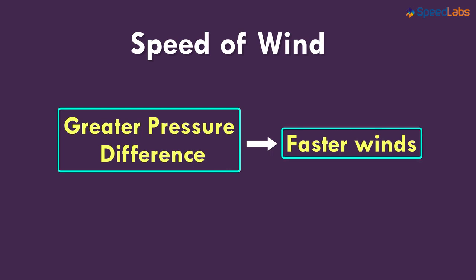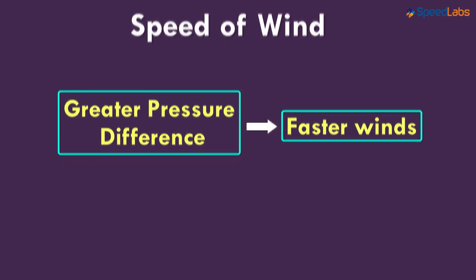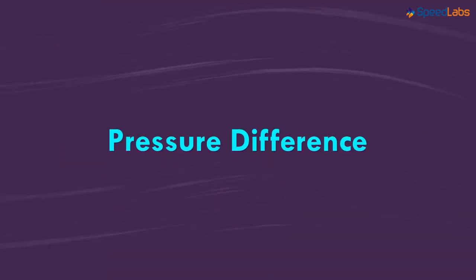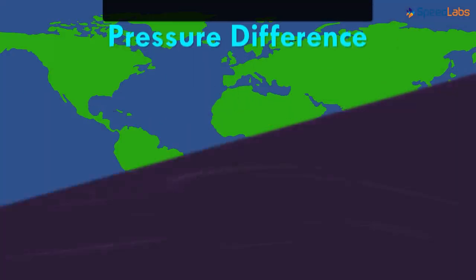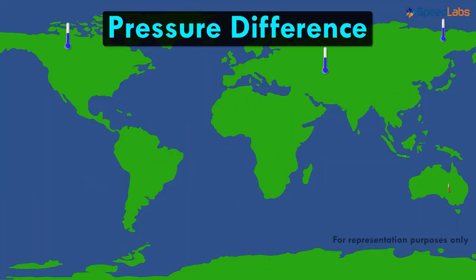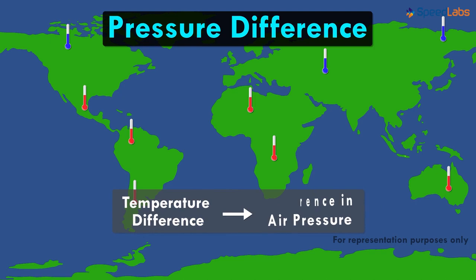The next important point that we will discuss is how the pressure difference is created in the air. How do you think it's created? One of the reasons could be the difference in the temperature on different parts of Earth's surface. In simple words, the difference in temperature causes the difference in air pressure.